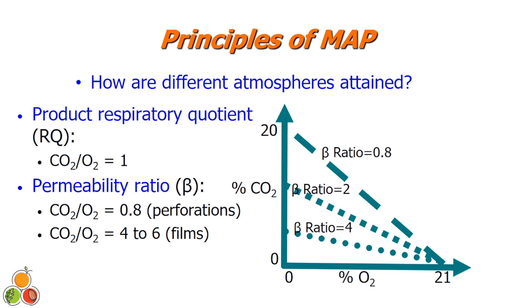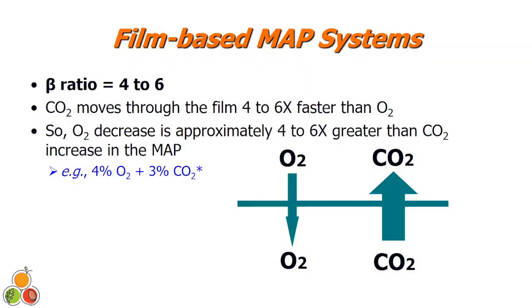So you can see right away you can get higher CO2 if that's what you desire. And then you can come up, like I said before, with combinations of multiple layers of different films or a combination of a microperforated patch in a film, and you can come up with ratios in between. And so it's possible to get almost any gas combination you like.